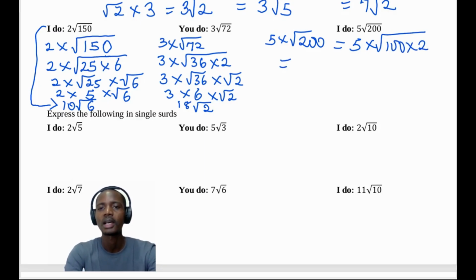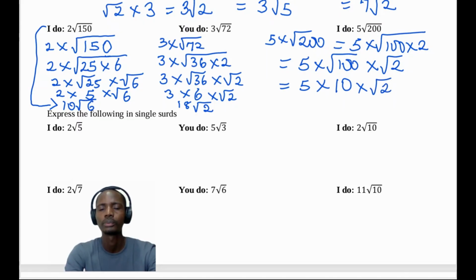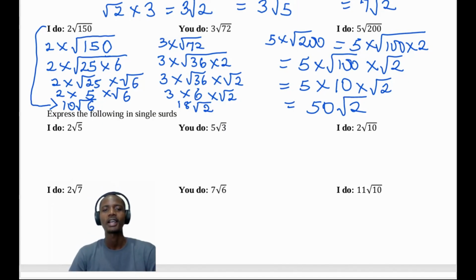So it means we have 5 times the square root of 100 times 2, which is the square root of 100 times the square root of 2. So that gives me 5 times the square root of 100, which is 10, times root 2. 5 times 10 gives 50. 50 times root 2, that is 50 root 2. So it's as simple as that.